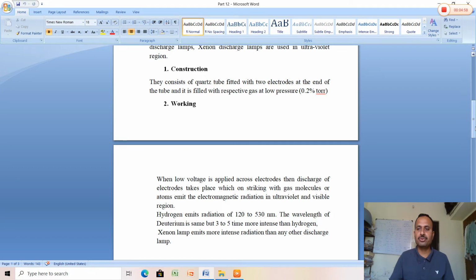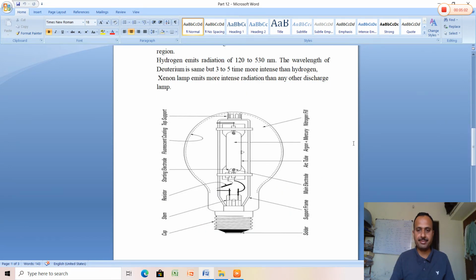So this is the typical diagram. This diagram is a mercury vapor lamp. These are the two electrodes. One is the auxiliary electrode and the other is the cathode.